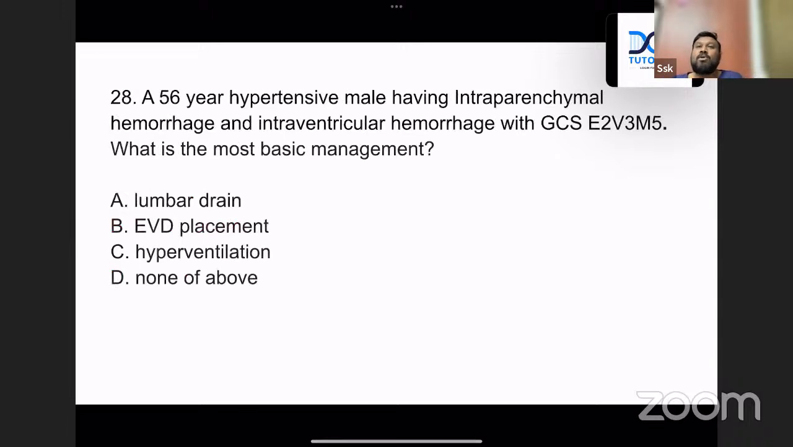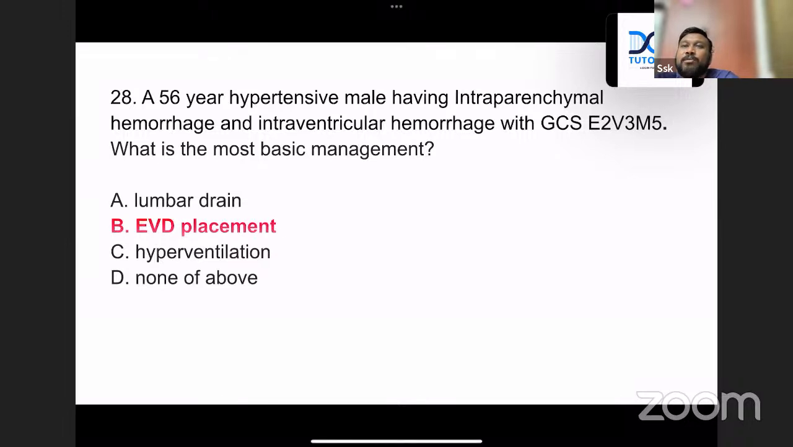And a 56-year-old hypertensive male is having an intraparenchymal hemorrhage and an IVH. And the GCS is around 10, that is E2, V3, M5. So what is the next step in management? The next step in management is going to be an EVD placement. So that will be the next logical step.